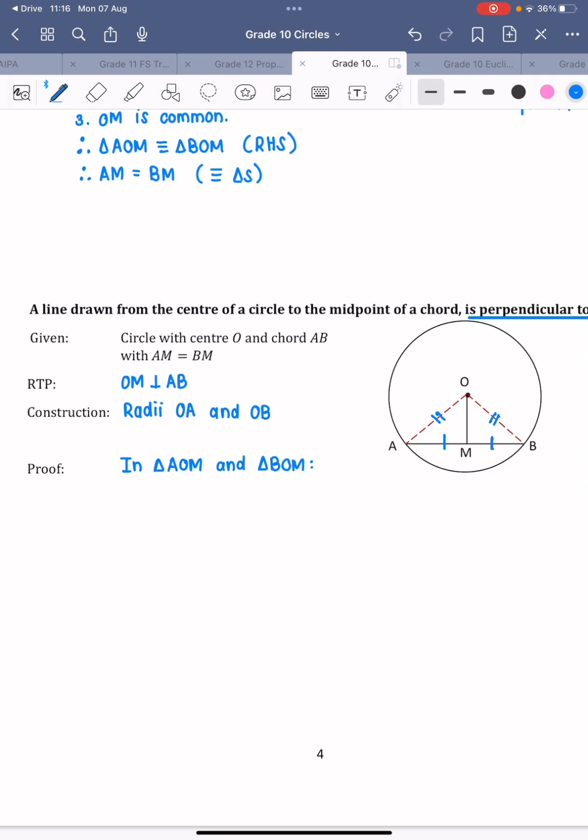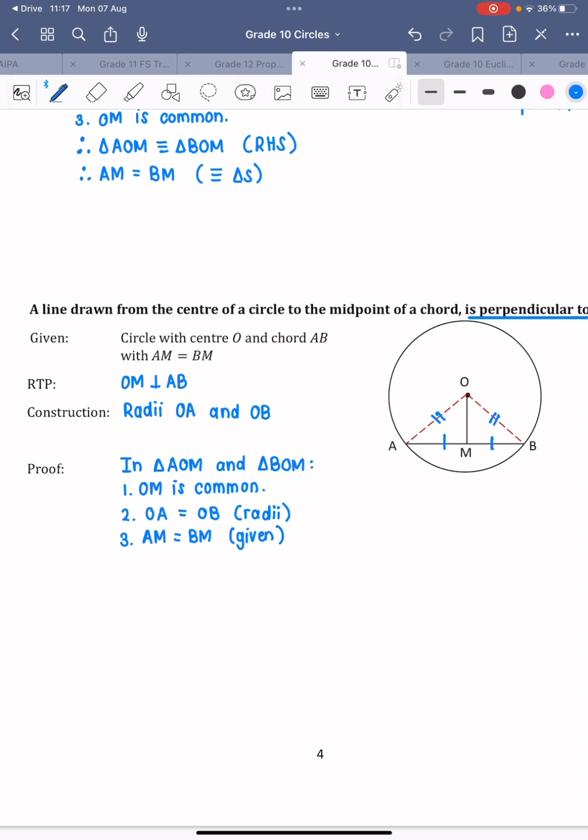And now we're just going to list those sides. Doesn't matter what order you list them in. So I'm going to write here OM is common. Next one, I'm going to say OA is equal to OB. And the reason for that is radii. And then our last pair of sides that were given as being equal is AM is equal to BM. And the reason for that is going to be given.